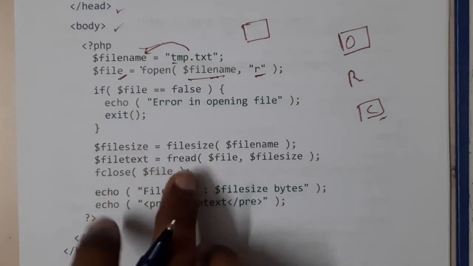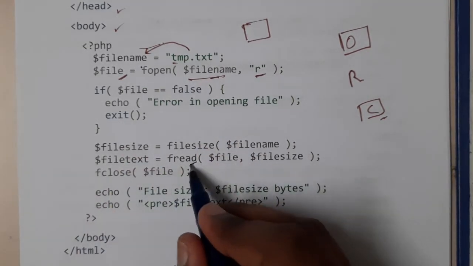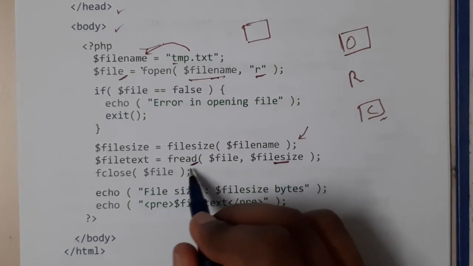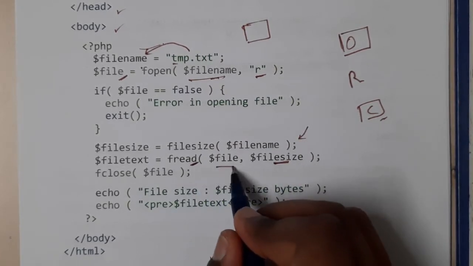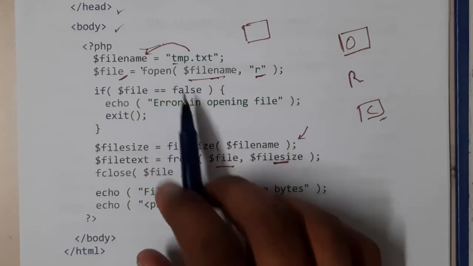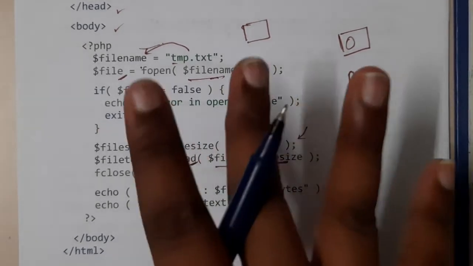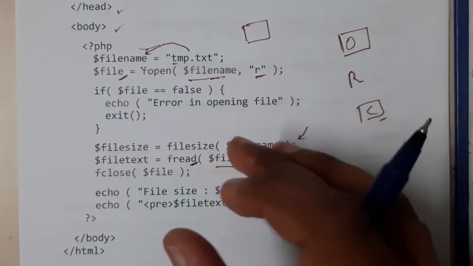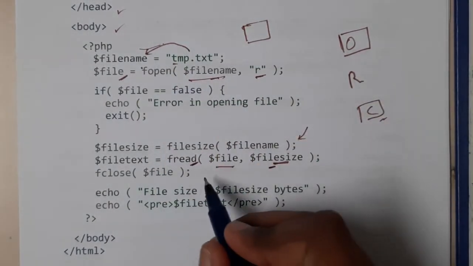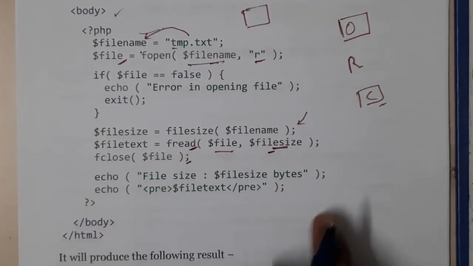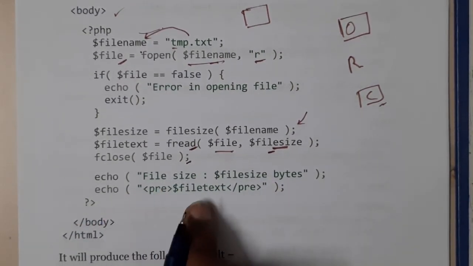Then you are trying to read it. Basically for this read operation only you are finding the size value. In fread you will be specifying the file, that is the file you opened, comma, size. So it will open the whole file, and now the whole file will be printed for you. Once it is done you can close it, right? After that you can just print the size of the file and the whole text.